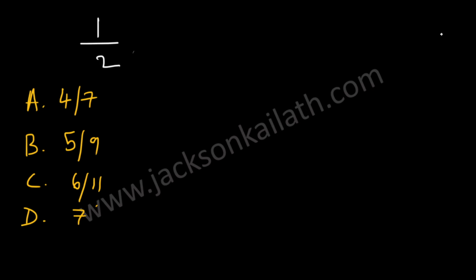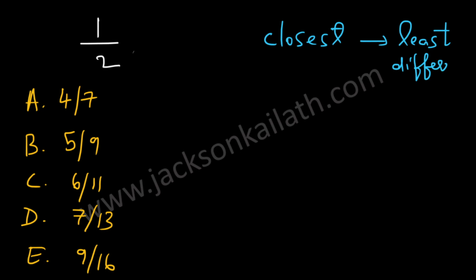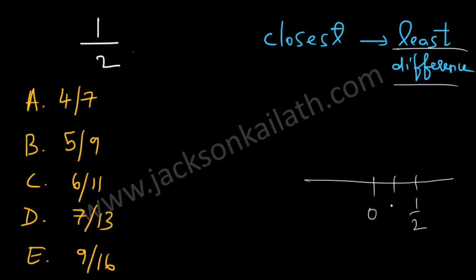In this question, we need to find out which among these 5 is closest to 1 by 2. Closest means that particular number will have the least difference from 1 by 2. For an example, if you have 0 and you have 1 by 2 over here, now if I plot 1 by 4 over here, and let's say I plot 1 over here.